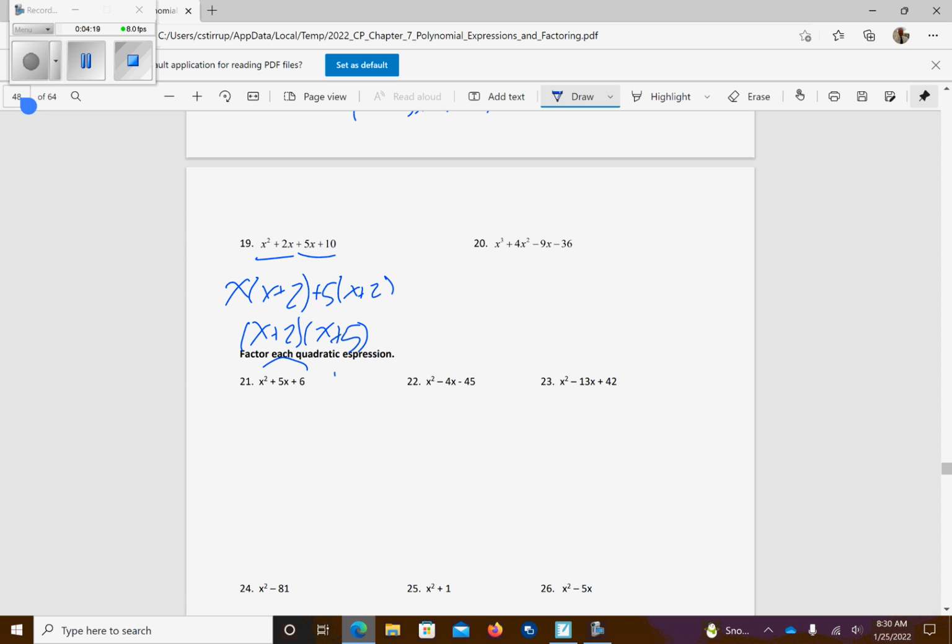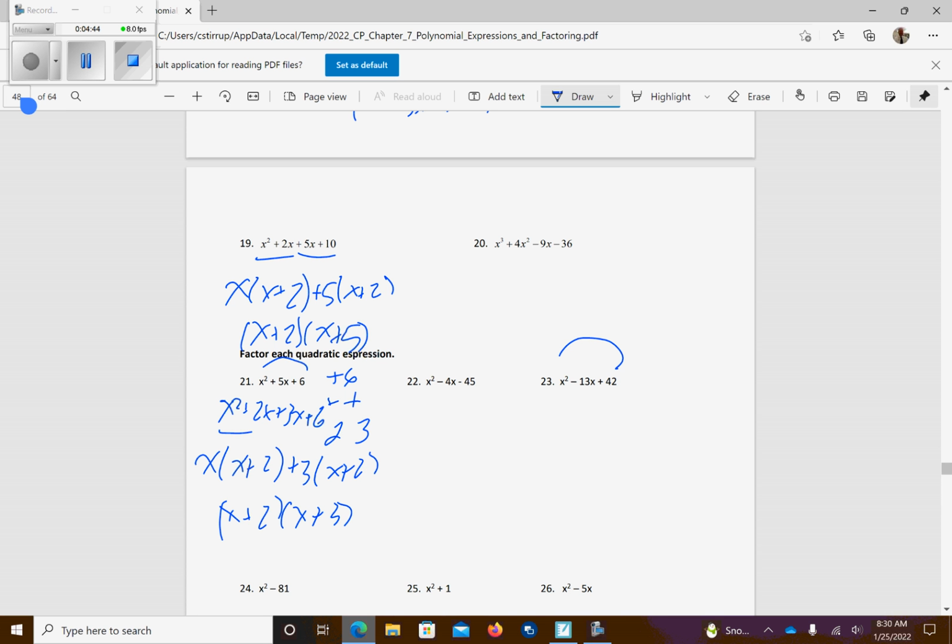This one, we're going to get positive 6. Both terms are positive. 2 and 3 are going to work. So I'm going to go x squared plus 2x plus 3x plus 6. So I can factor out an x plus 2, factor out a 3, x plus 2. So x plus 2 and x plus 3 is our answer.